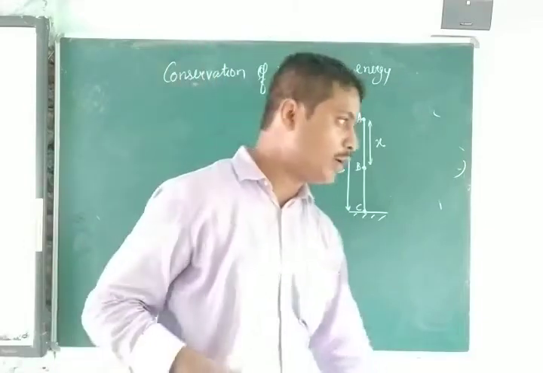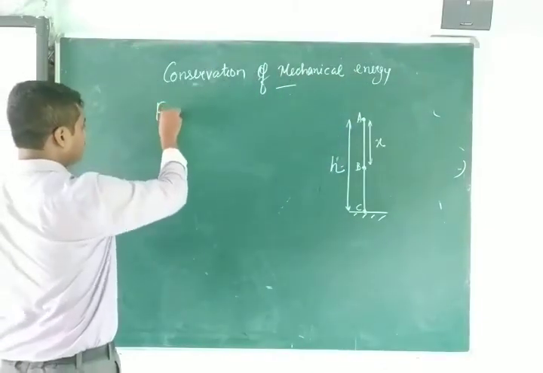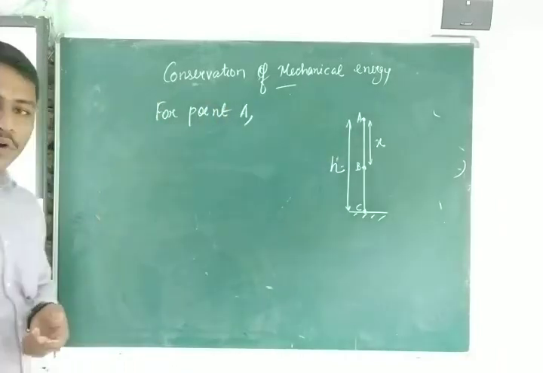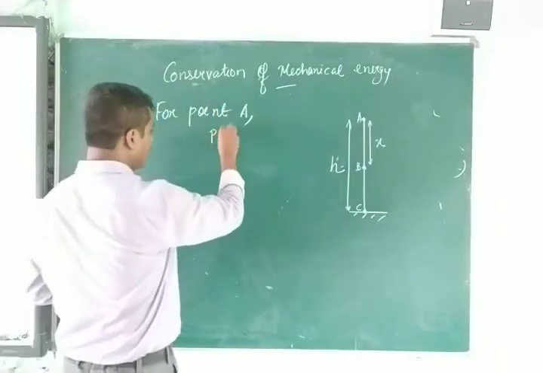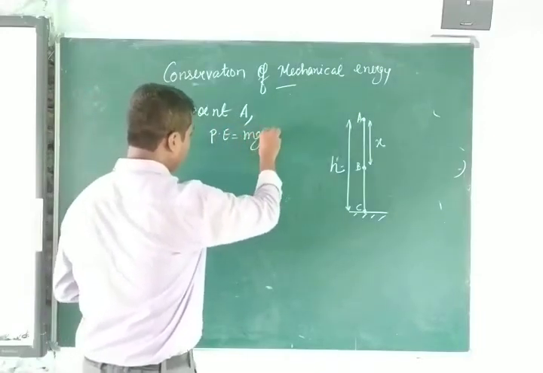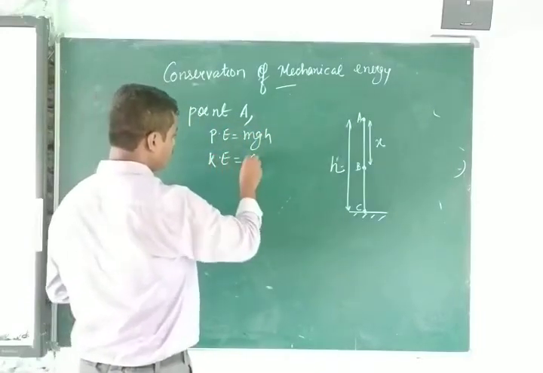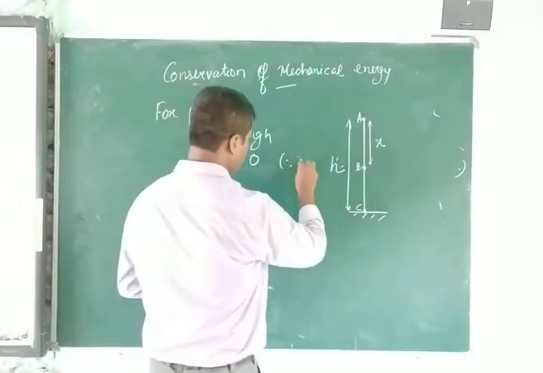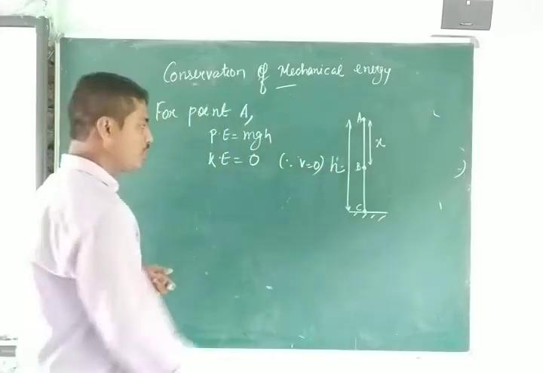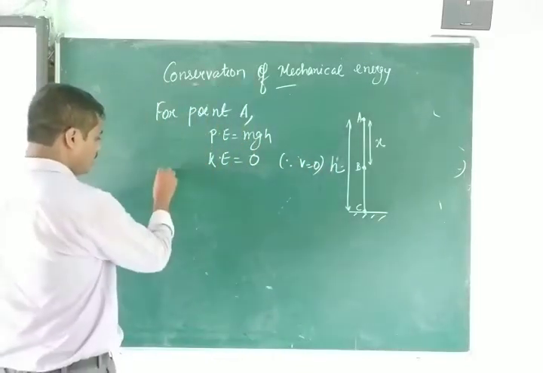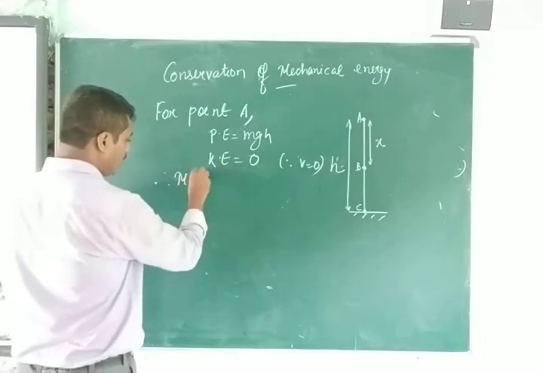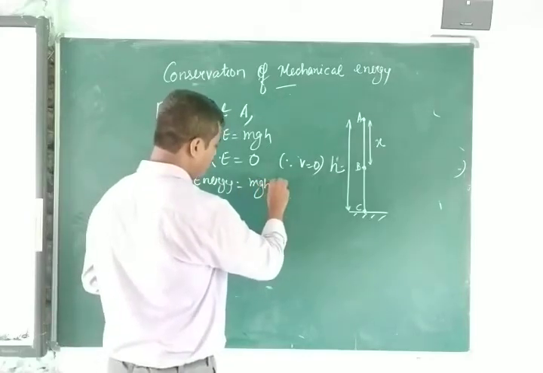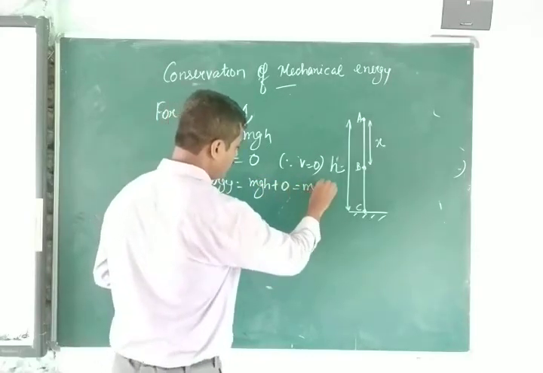Okay, so first of all, for point A, what will be the value? Potential energy will be equal to mgh. Kinetic energy will be equal to 0, because at the topmost height, v is equal to 0, or u is equal to 0. Therefore, mechanical energy is equal to mgh plus 0, so it will be equal to mgh.